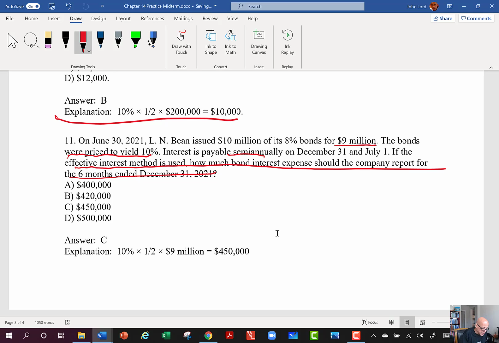So for the 6 months ended, be careful when you're calculating the interest. I could give you a question that asks you to do it for the entire year, and then you're going to have to do 2 calculations, the first 6 months, the second 6 months. So make sure you know what period they're asking you for. But for the 6 months ended December 31st, 2021, that's this $450,000. Okay, all right, good. We are moving along.